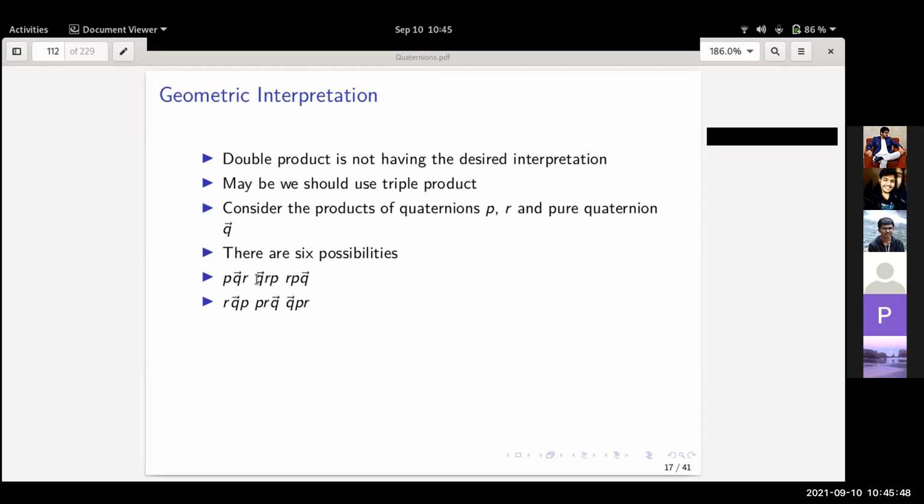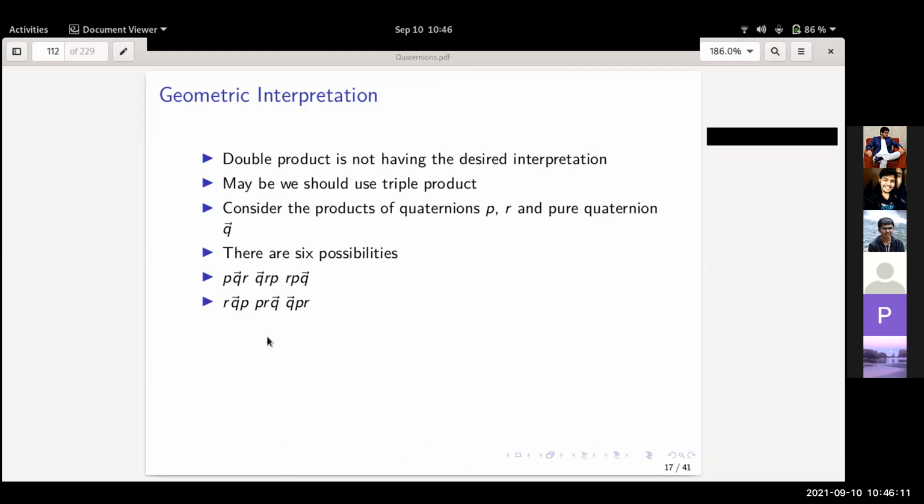So these two cases are not different from each other. See, what is RP? RP is once again representing one more quaternion. So even in this case, it is PR. PR is representing one more quaternion, but we have already seen it is equivalent to the double product case.